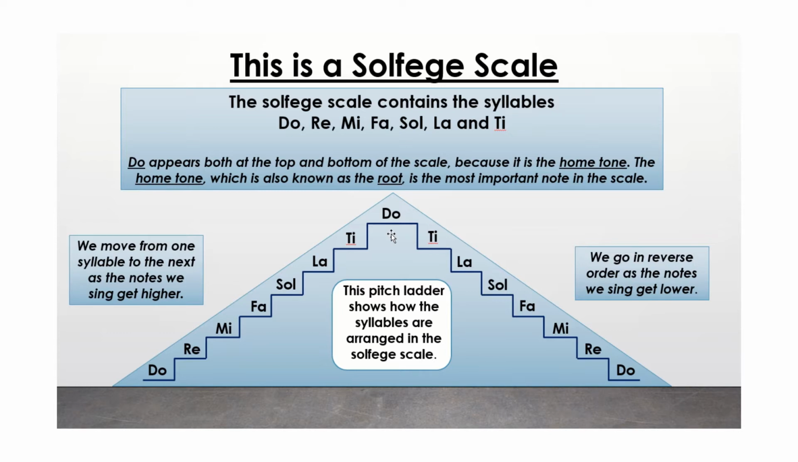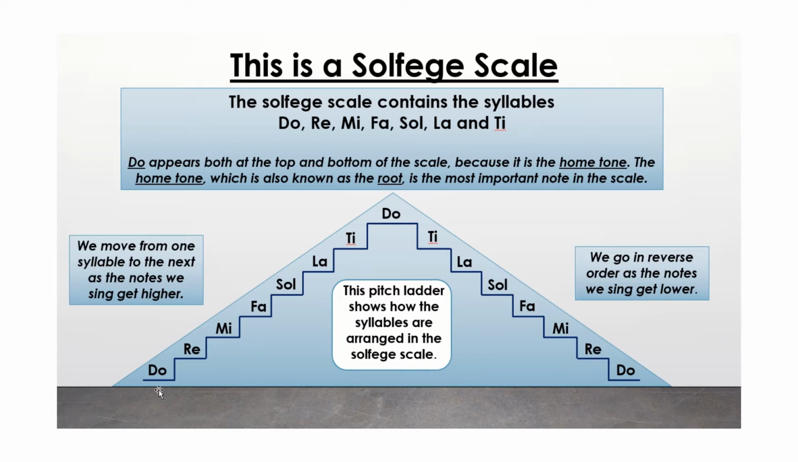Once we get to do, we move down to ti, then down to la. See how we're going backwards now? Down to so, going back to fa, going down to mi, and down to re, and then we finish again at our home tone, do. Let's do that one more time.